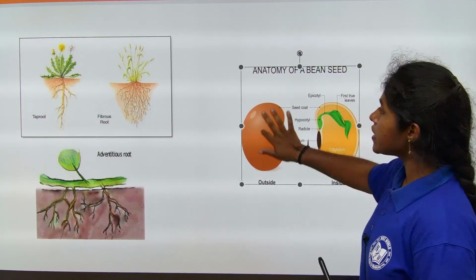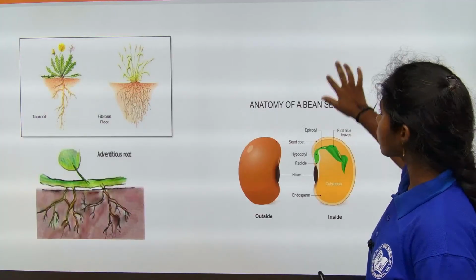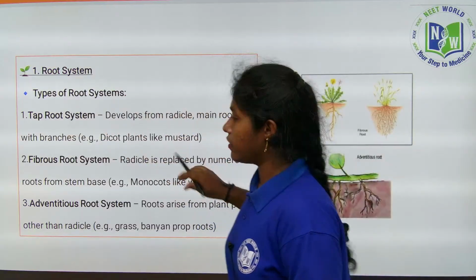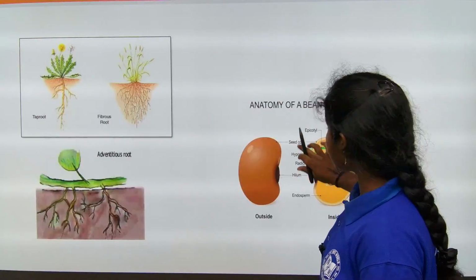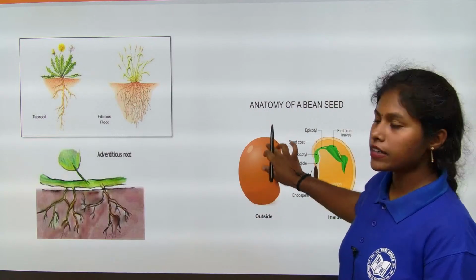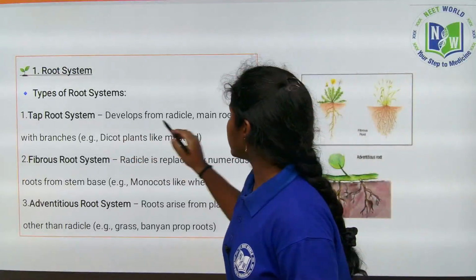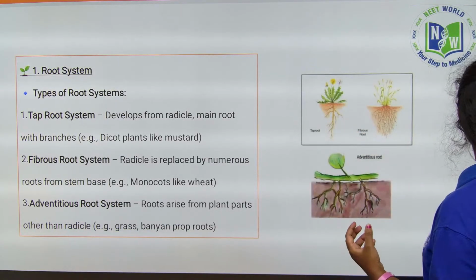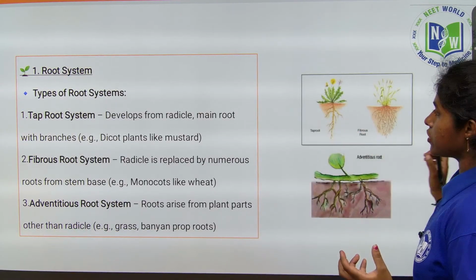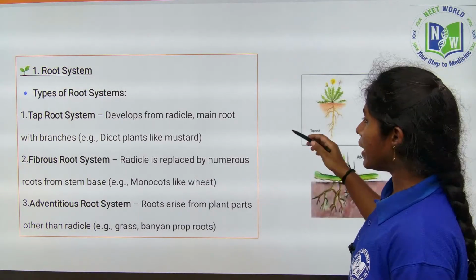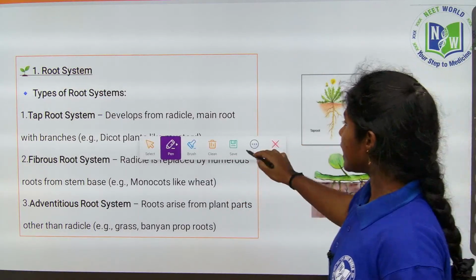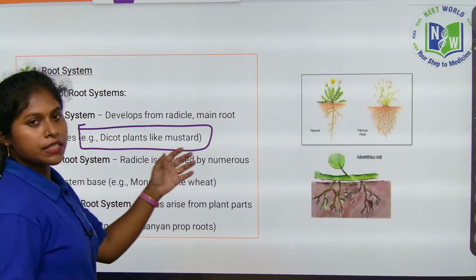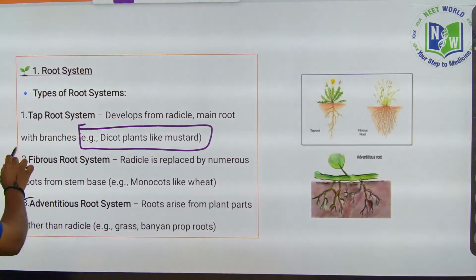So here, see the definition. The taproot system develops from the radicle, which means this part, the main root, is developing. That is nothing but the taproot system. The taproot system looks like this. It has a big root, we call it the mother root. So it develops from the radicle, the main root with branches, which is mainly seen in dicot plants. An example is mustard.